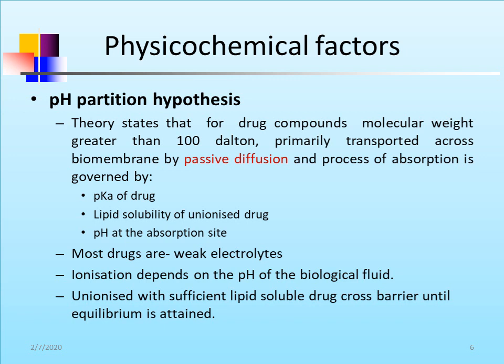Only the unionized drug with sufficient lipid solubility can cross the barrier until equilibrium is attained. According to the pH partition hypothesis, only unionized drug has the ability to cross the barrier, and it should be lipid soluble. The drug is going to be absorbed by the passive diffusion process.